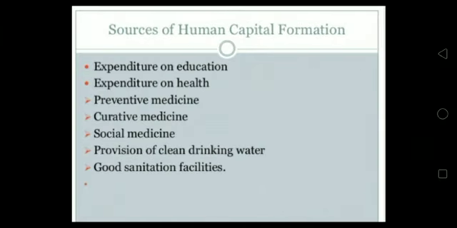Sources of human capital formation. Here some sources are given about human capital formation. First, expenditure on education. Second, expenditure on health. Third, preventive medicine. Fourth, curative medicine. Fifth, social medicine. Sixth, provision of clean drinking water. And last, good sanitation facilities. I am going to explain one by one.